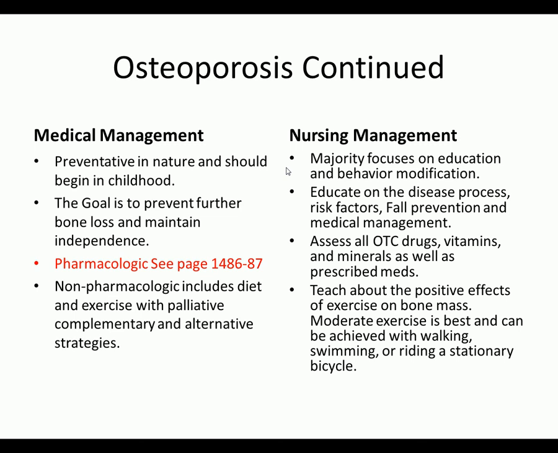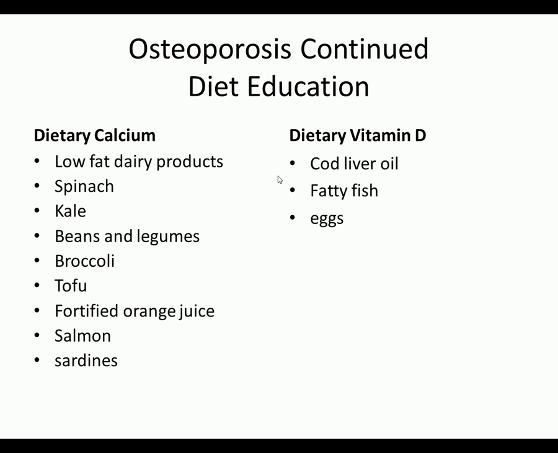Nutritional counseling needs to be done. They need to have a diet that's high in calcium and vitamin D. I've given you on this slide some sources of dietary calcium and dietary vitamin D. Don't be surprised if you see on your test some questions that list diets and which one would you choose for which patient. Okay?